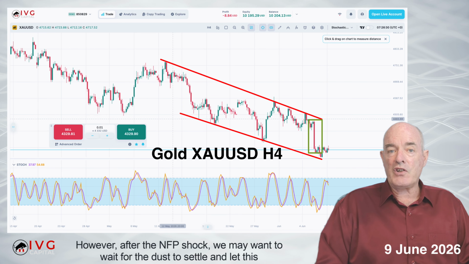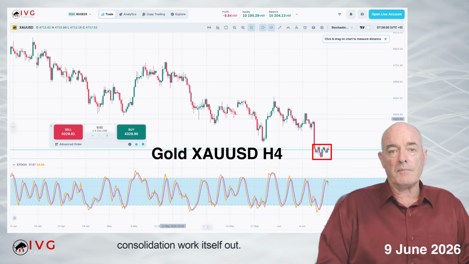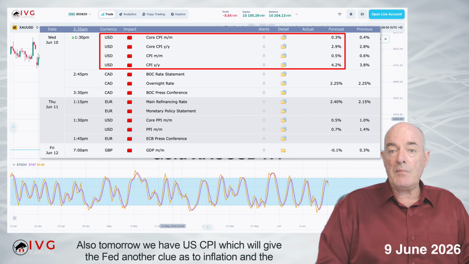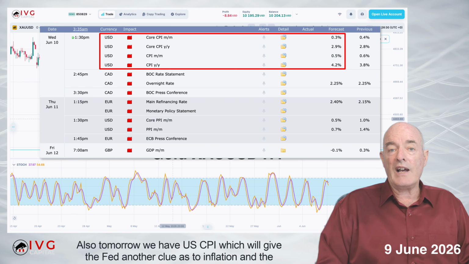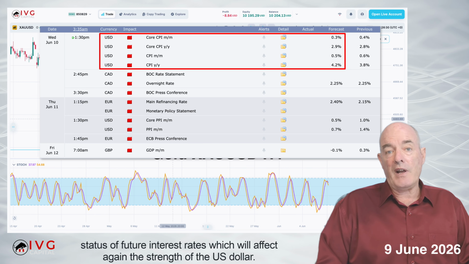However, after the NFP shock, we may want to wait for the dust to settle and let this consolidation work itself out. Also, tomorrow we have US CPI, which will give the Fed another clue as to inflation and the status of future interest rates, which will affect, again, the strength of the US dollar.